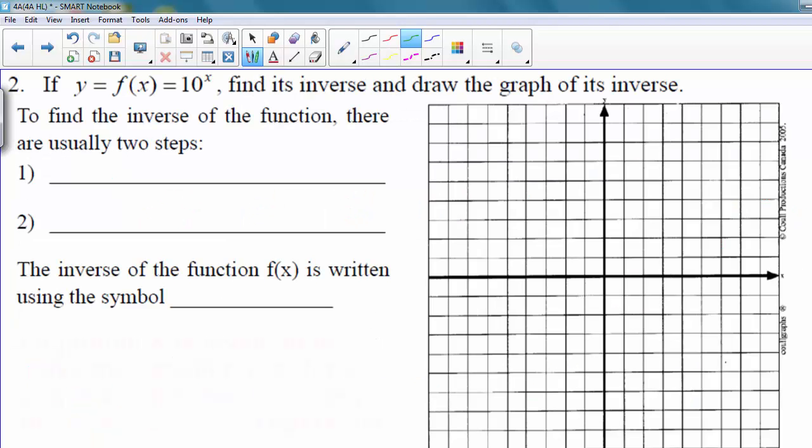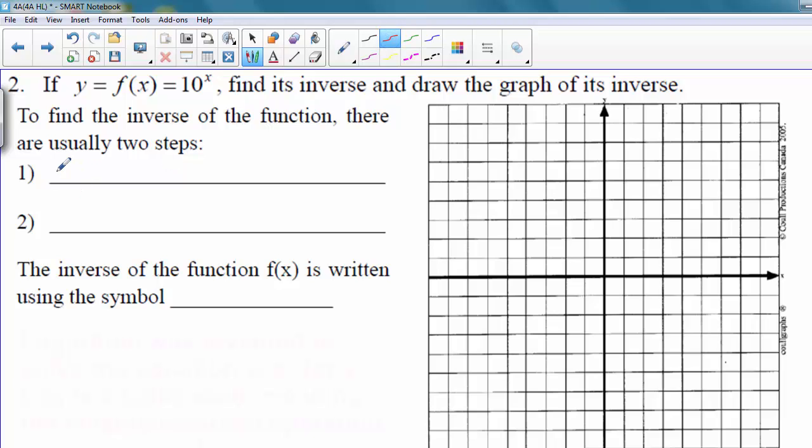So right now, based on the powers of 10, let's say y equals f of x is 10 to the power of x, we need to find its inverse and then draw the graph of its inverse. We have already known how to find the inverse of the function. There are usually 2 steps.